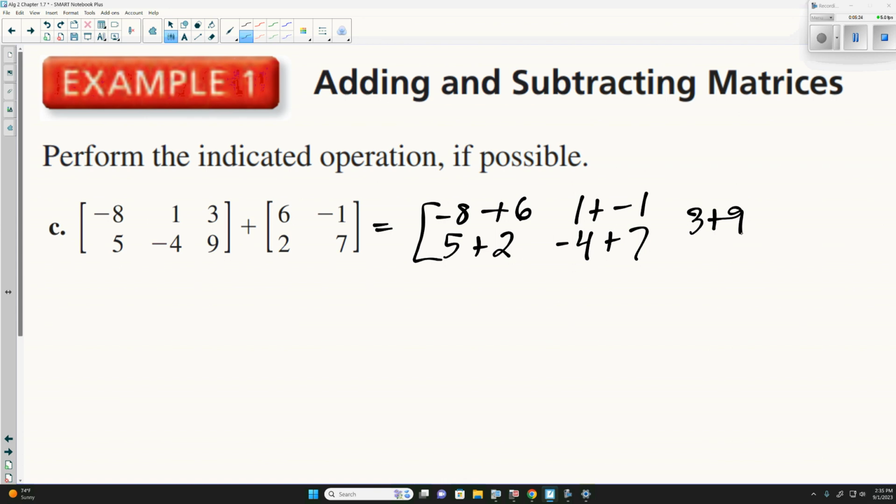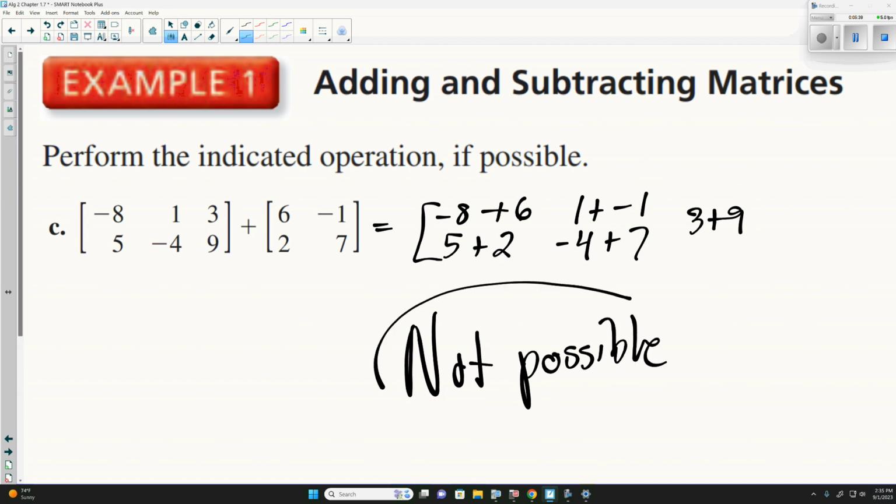What did we say we had to do for two matrices to be right? So, exactly. Not possible. Because that's not even 3 and 9. That doesn't even make sense. Yeah, no, I just threw something up there. Yeah, because we need the dimensions to be the same because there's nothing that we can add the 3 to or the 9 to there.